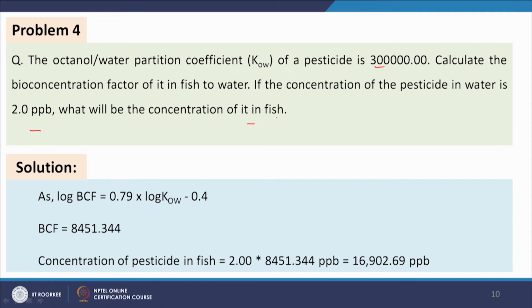So, again similar to the problem we discussed just a few minutes before. Here log bioconcentration factor is equal to the empirical formula we will be using, 0.79 into log Kow minus 0.4. So, BCF is equal to 0.79 into log of 3 lakhs minus 0.4, that is equal to 8451.344. So, concentration of pesticide in fish, we will be using the definition of it. The concentration is 2 ppb, that will be multiplied these many times. So, that will be 16,902.69 ppb. Okay. So, now we will come to the next problem.